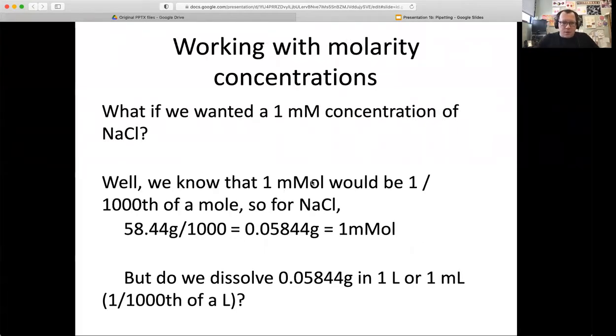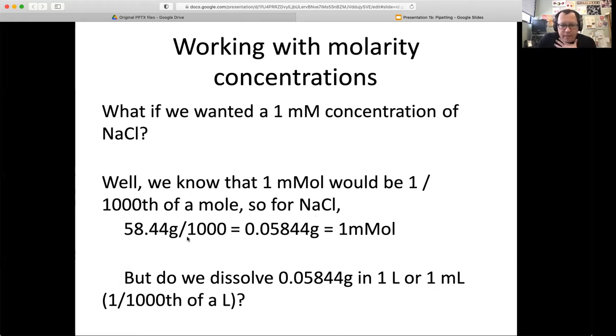All right, so that is 1 molar, but what if we want something smaller, like a 1 millimolar? This is one of the things that people get confused about. If we want a 1 millimolar solution, how would we go about doing that? Does that mean we change both the number of moles and the liters, or what? So we know 1 millimole would be one thousandth of a mole.